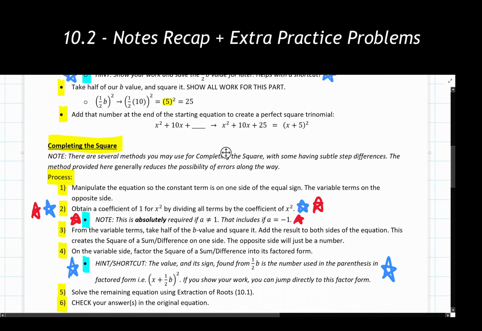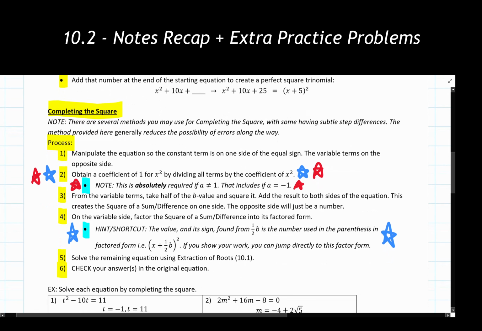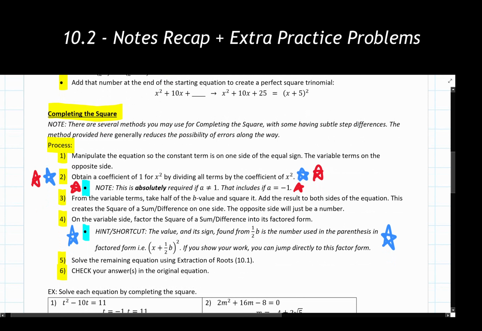We then have our overall process that we're using. There we go. We then have our overall process to go through and solve these things using the completing the square method.